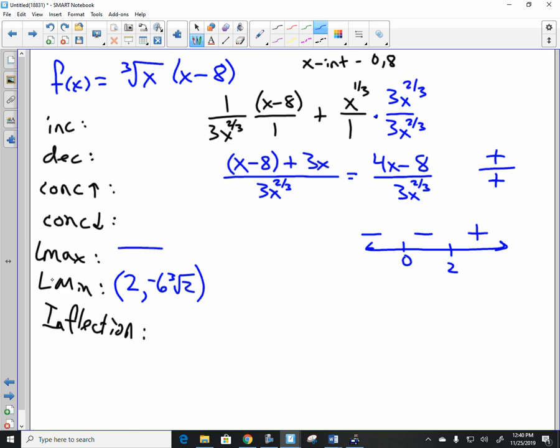When is it increasing? 2 to infinity. When is it decreasing? Negative infinity to 0, and then union 0 to 2. Kind of wonder what the heck is happening at 0. It's rather interesting.